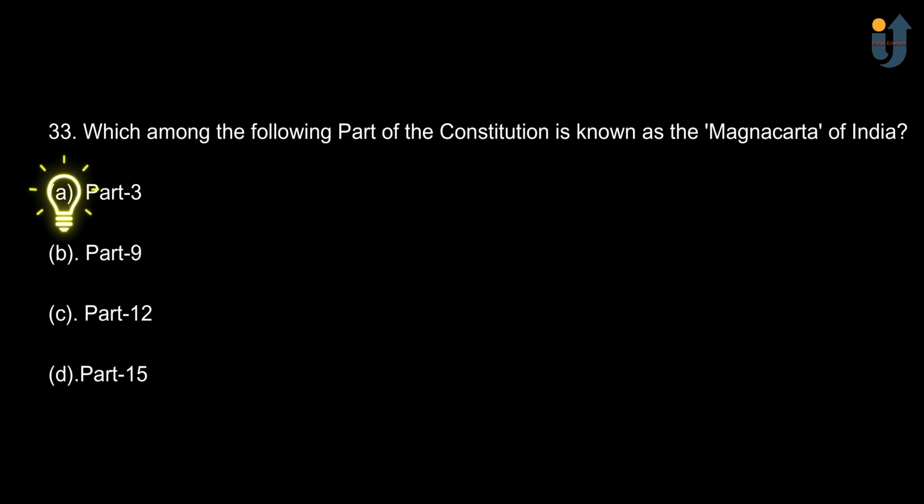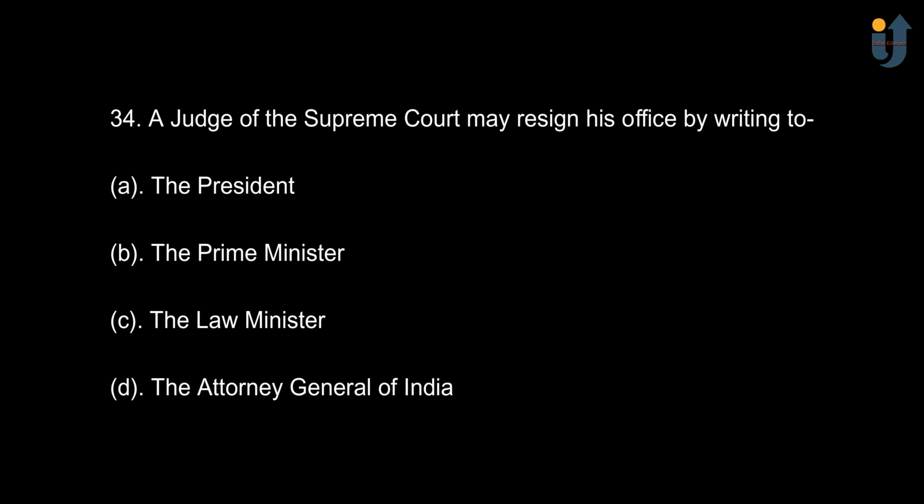Next, a judge of the Supreme Court may resign his office by writing to option A, the President. Option B, the Prime Minister. Option C, the Law Minister. And option D is the Attorney General of India. The correct option is option A, the President.